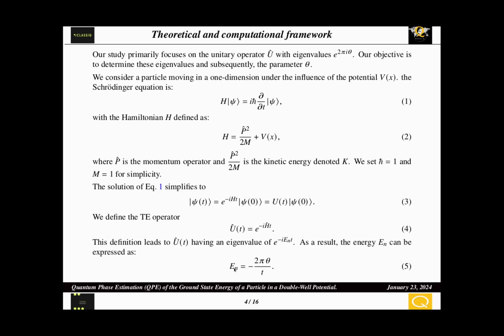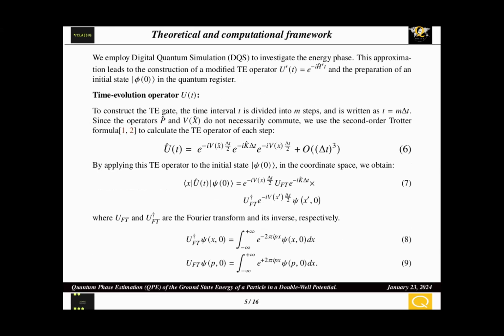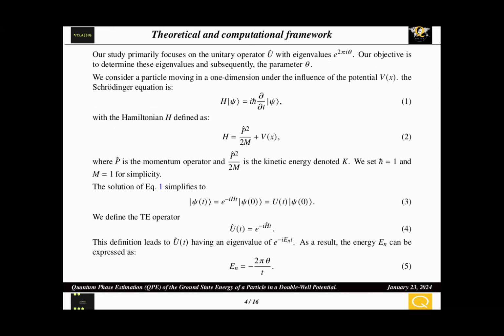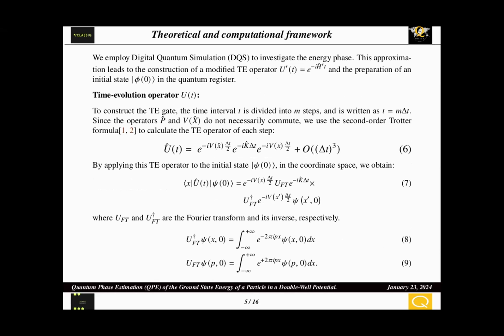So for us to get the energy of the particle, we need to estimate the phase theta, and then we can calculate the energy of that particle. So what we need to do here is to construct the time evolution gate, and for that we need to decompose it. Since our Hamiltonian is a function of the momentum P and the potential V of X, which itself is a function of the coordinate, and since the potential and the momentum do not necessarily commute, we use the second order Trotter formula, which allows us to expand the unitary operator, and we obtain the expression given by 6.